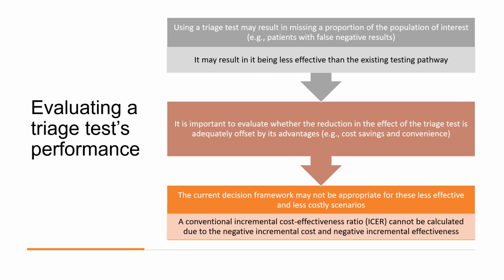A conventional incremental cost-effectiveness ratio, ICER, is not appropriate due to the possible negative incremental cost and negative incremental effectiveness. Although negative incremental effects and negative incremental costs yield a positive ICER, the direction of decision-making based on this ratio is different from an ICER calculated from positive incremental effectiveness and costs.